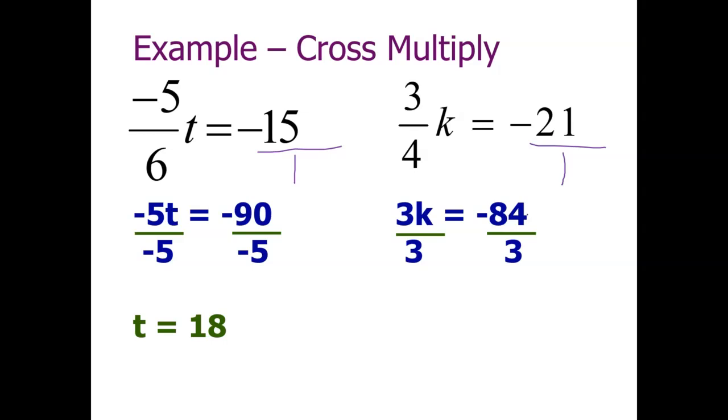3 and 3 will cancel. You will have a k. Negative 84 divided by 3 should give you negative 28 as your final answer. Now let's apply this knowledge that we learned, the multiplication property of equality, in linear equations.